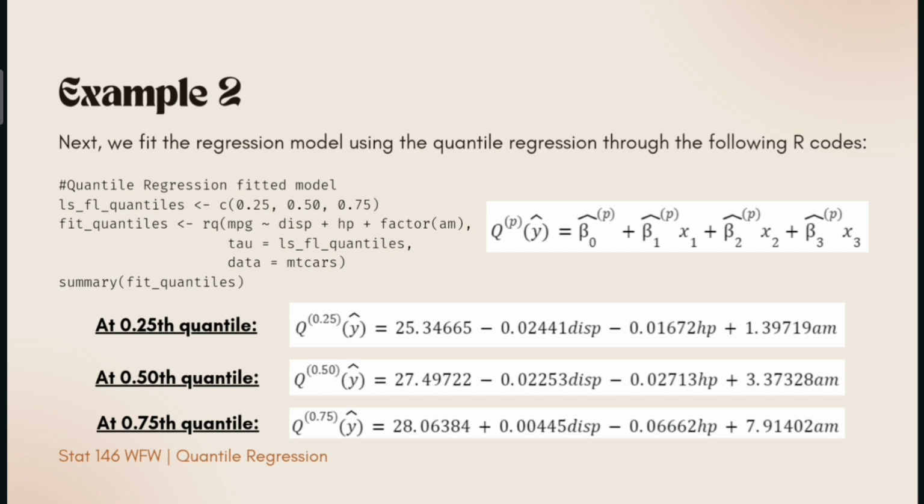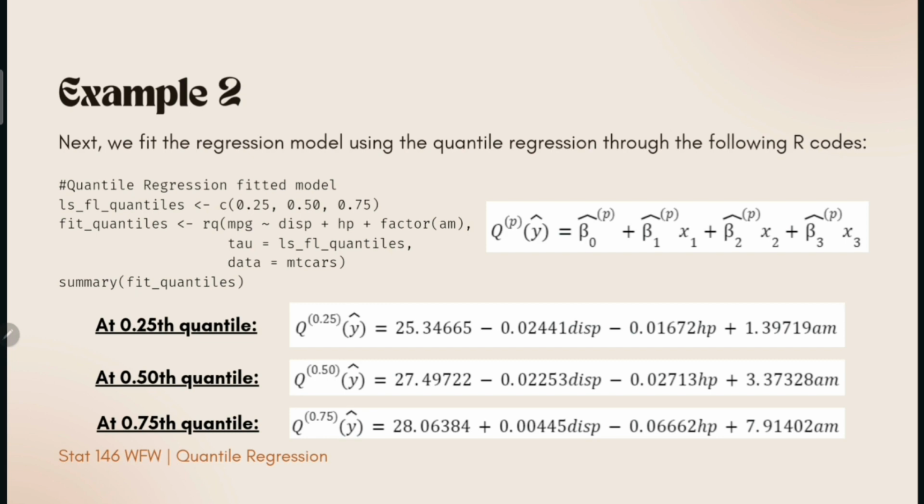Ito naman yung susundin nating equation na halos kamukha lang din nung sa OLS, tapos hanggang beta 3 hat na siya since tatlo na yung gagamitin nating independent variables. Tapos, ito naman yung corresponding fitted regression models per quantile.